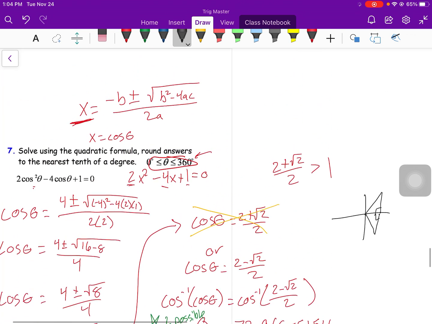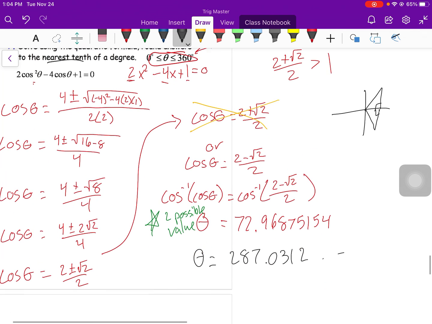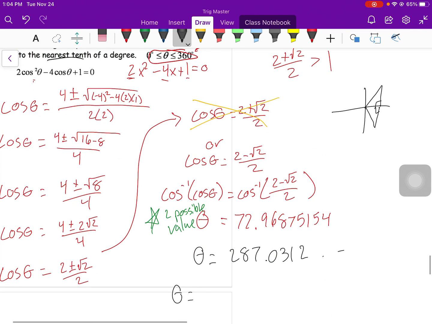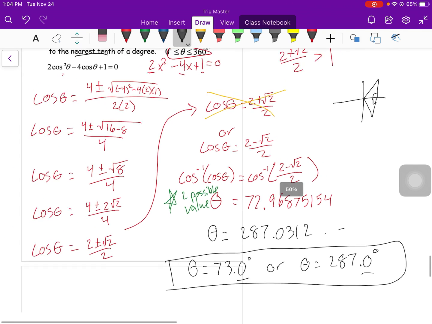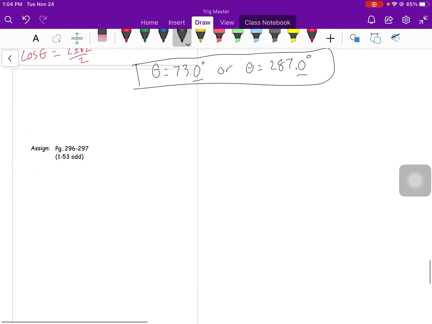Now, the question actually says to round to the nearest tenth of a degree. So I'm going to come back and actually have theta equals 72.96, which would be actually 73.0 degrees, or theta equals 287.0 degrees. Even though they are 0.0, since we are rounding to the nearest tenth, you need to have a tenth place. All right. So rounded to the nearest tenth, those would be your answers.